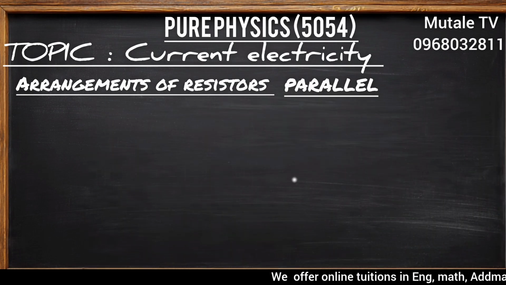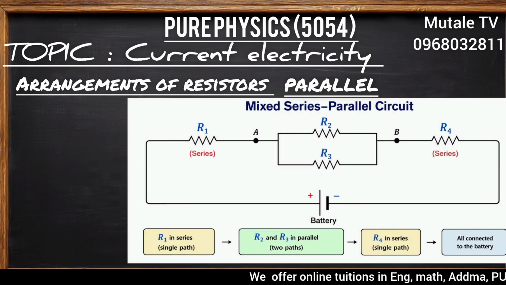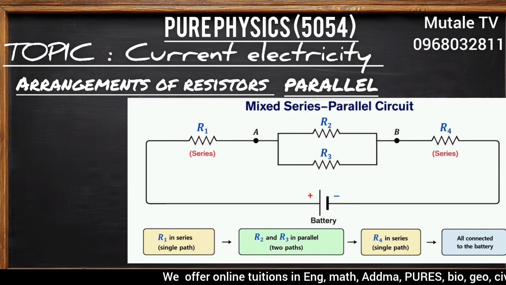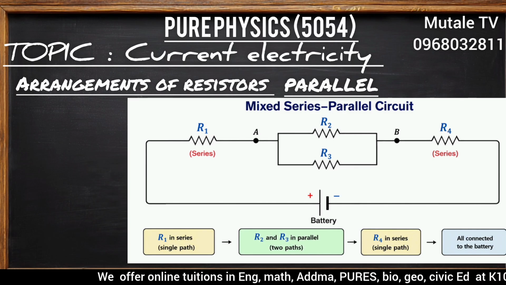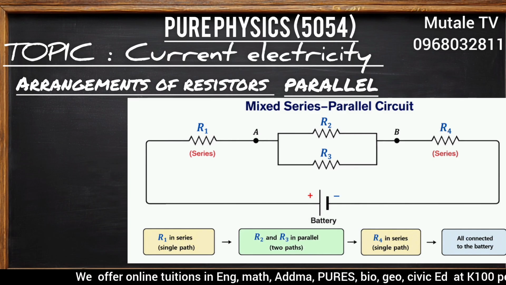Alright. Sometimes the circuit combines both series and parallel arrangements at once. In such cases, you first work out the effective resistance of the resistors in parallel, and then add the effective resistance to whichever resistors are in series with it to get the total resistance of the whole circuit.